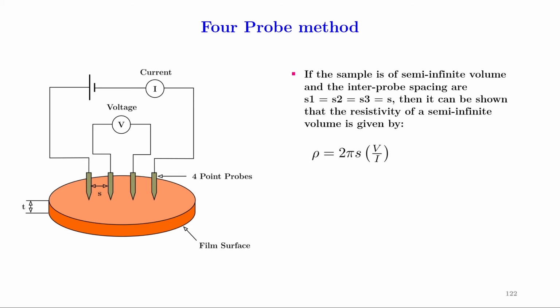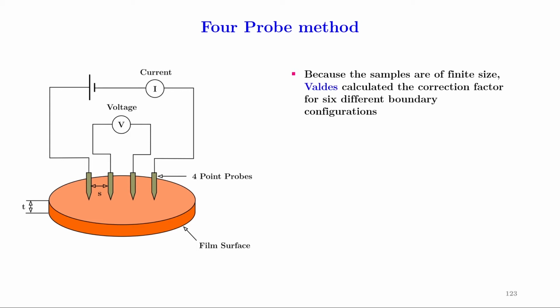If the sample is of semi-infinite volume and the inter-probe spacings are S1 equal to S2 equal to S3 equal to S, then it can be shown that the resistivity of a semi-infinite volume is given by ρ equal to 2 pi S times V by I.